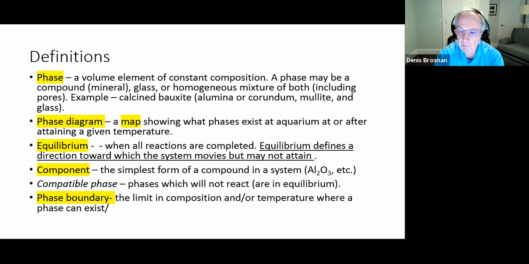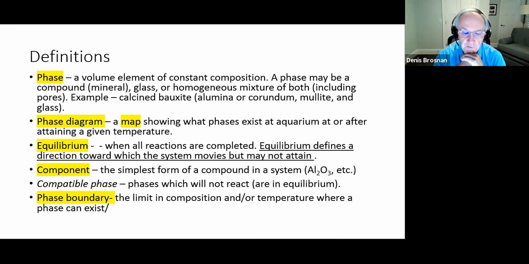Now, a diagram has components. A component is the simplest form of a compound as we want to describe it. In oxide analyses, aluminum oxide, Al2O3, can be a component. Silicon dioxide can be a component, SiO2. You can have multiple components. We're going to start out with 2 component diagrams and go to 3 component diagrams and talk a little bit about multiple component diagrams.